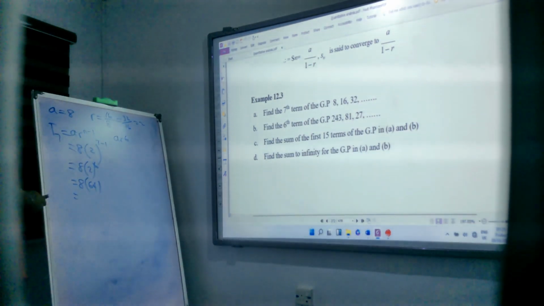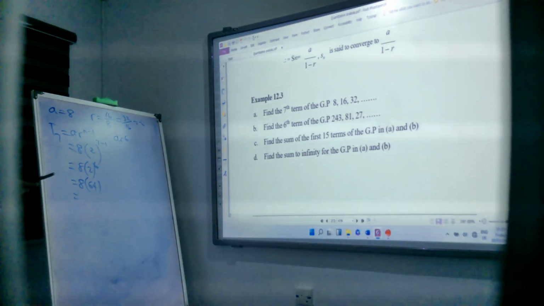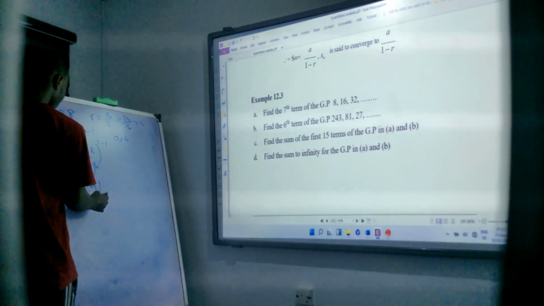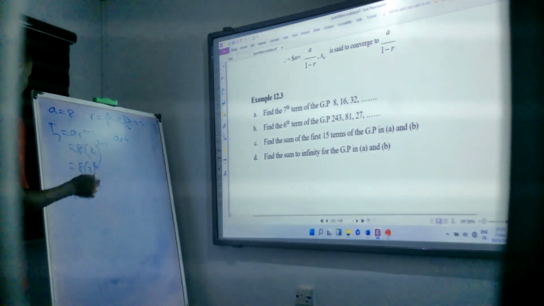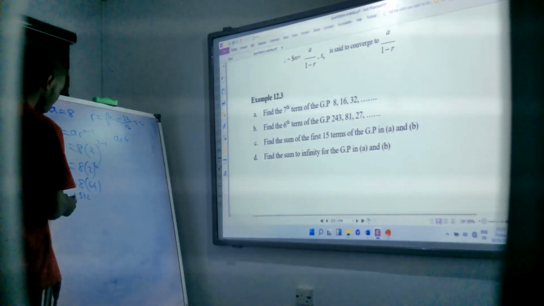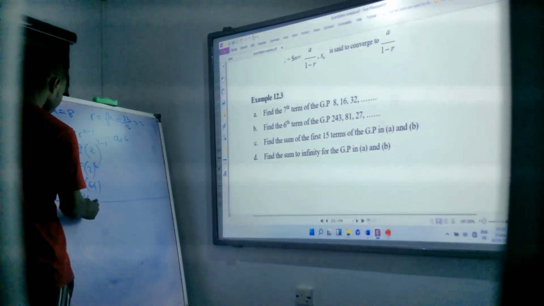So I will say 8 times 2 raised to the power 6. Can you see when I subtract, it's still this. So what is 2 raised to the power 6? Everybody knows that 2 raised to the power 6 is 64. What is 8 times 64? 8 multiplied by 64 gives 512. So that is the 7th term, 512.